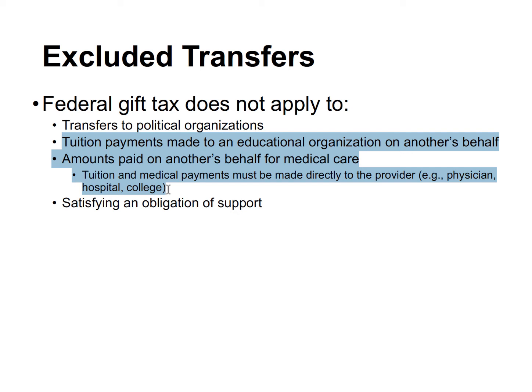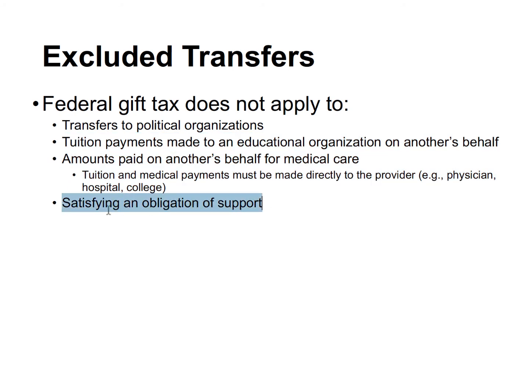You actually have to pay it directly. There's an issue here with dominion and control. If it's paid directly to the university or the medical provider on the person's behalf, they don't have the ability to take that money and use it as they see fit. It has to be used for that purpose. So that's very important to understand. And another thing is satisfying an obligation of support. That is not considered a gift under the law.